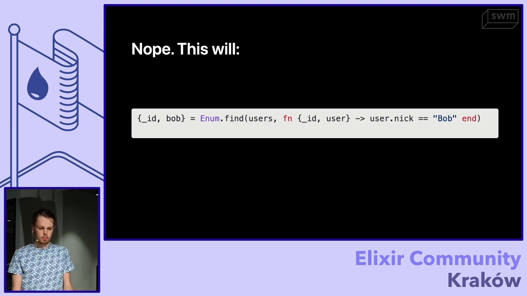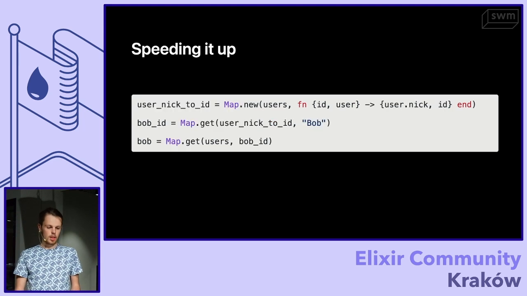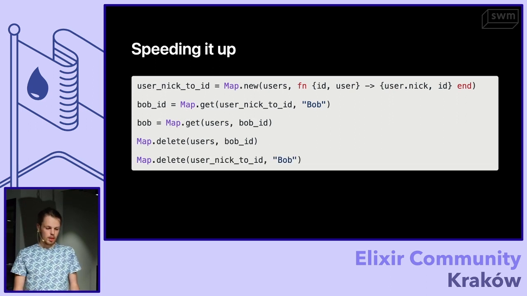So if we wanted to speed it up, we can do that, for example, like this. We create another map that has user nicks as keys and their IDs as values. And then we can retrieve the user ID quickly by his nick. And then we can get the actual user by passing the ID. So far, so good.